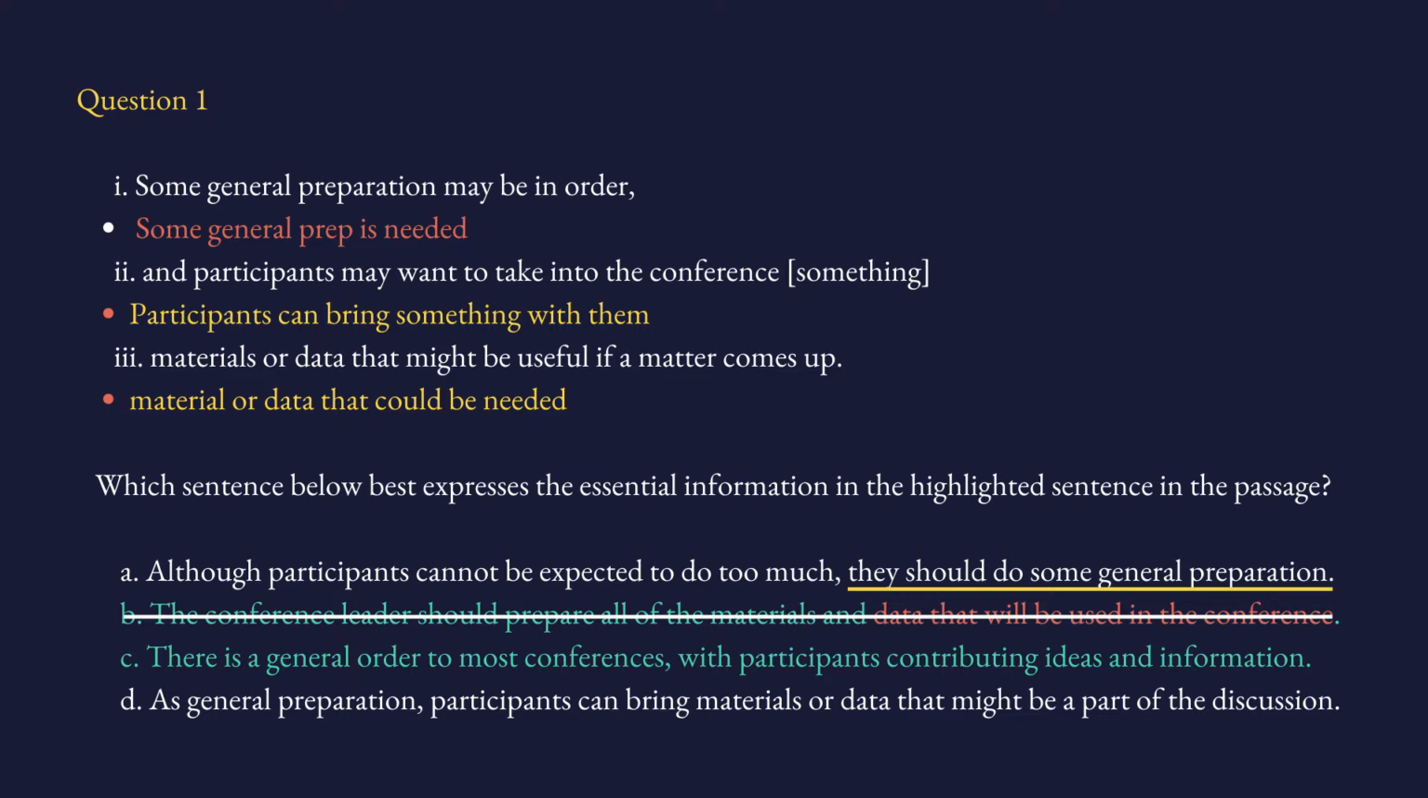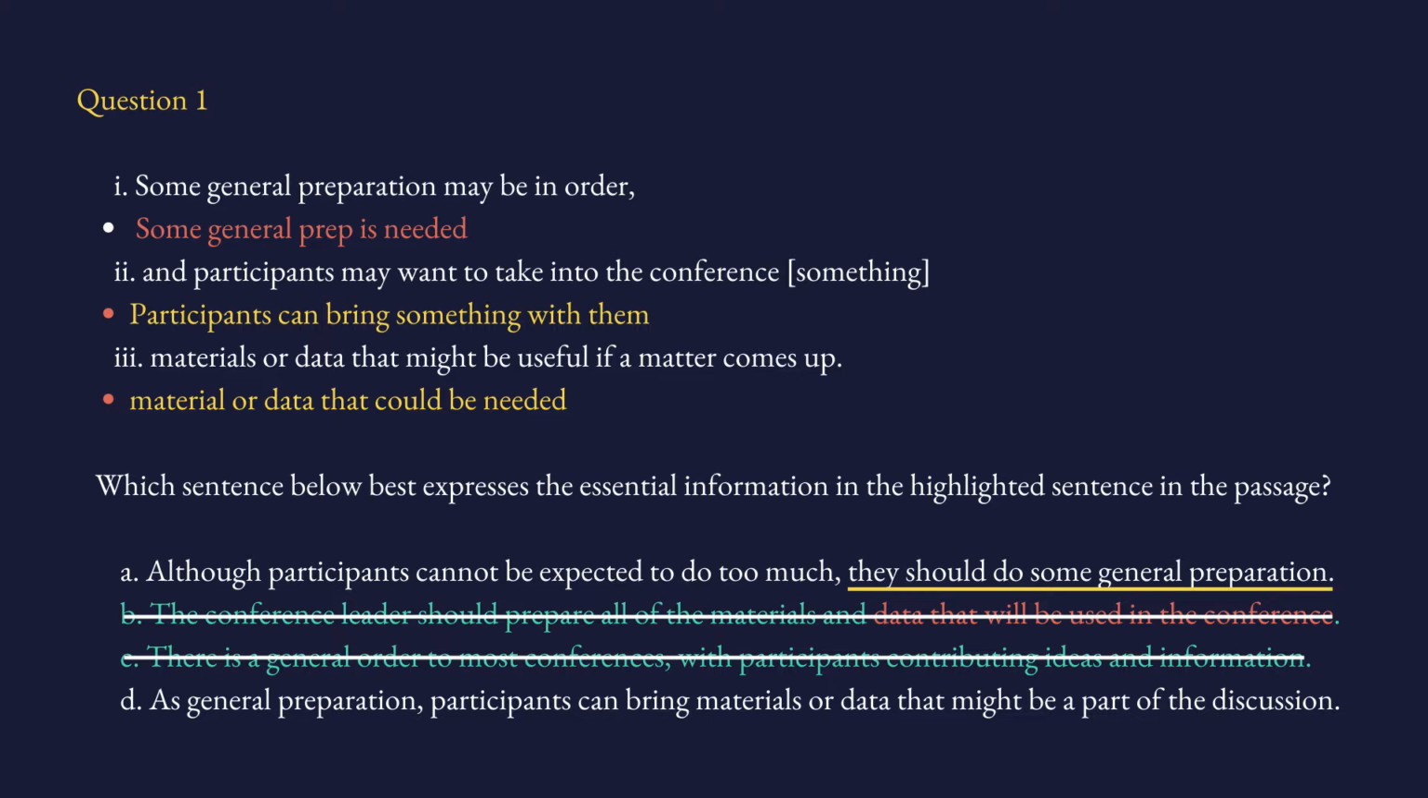C, there is a general order to most conferences, with participants contributing ideas and information. See, here we are looking at similar sounding words, but the meaning is something different. It says there is a general order to most conferences. The focus is not on most conferences. We are looking for general preparation, and here we are not talking about preparation. Here we are talking about the order of those conferences. But the original sentence is not talking about order, right? It's talking about preparation. So C could not be the answer.